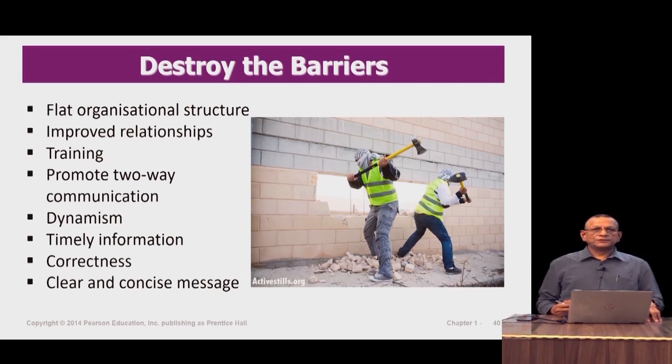The third point is training. We should train subordinates and supervisors as well to communicate well so that they may not suffer from such barriers. We have to promote two-way communication within the organization, and it should be dynamic. Dynamic means both the parties are in a position to interact with each other. Timely information is also really important. If the information is not being provided in time, then the value of the information will go down. Correctness of communication is really important. This will also reduce the barriers. And finally, the message should be clear and concise.